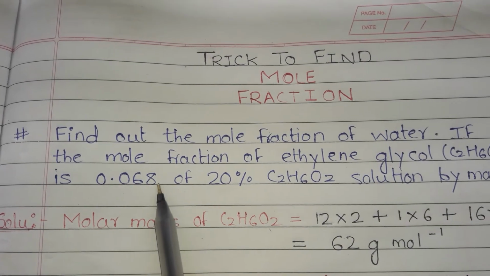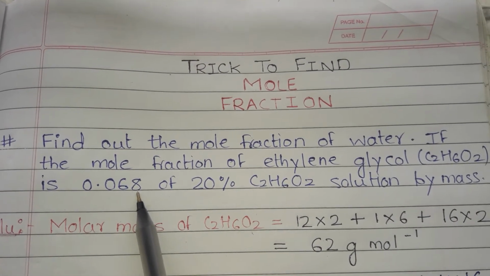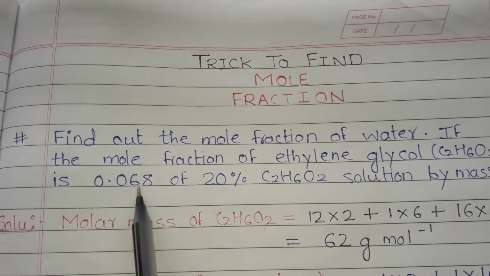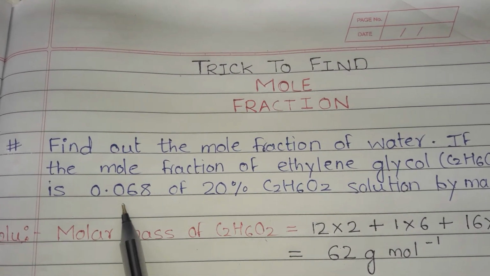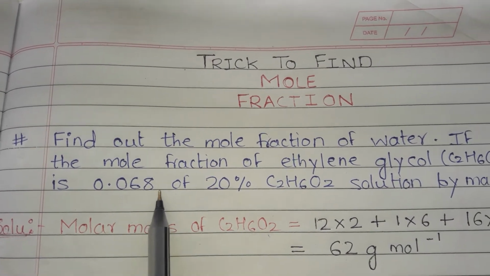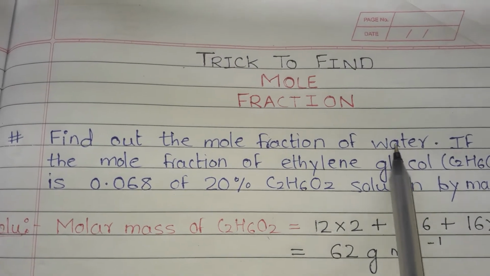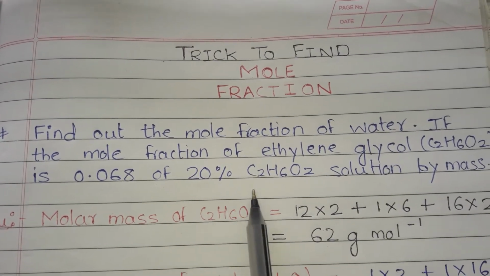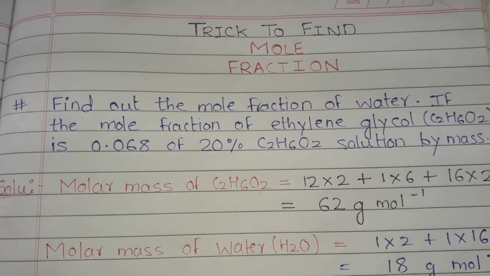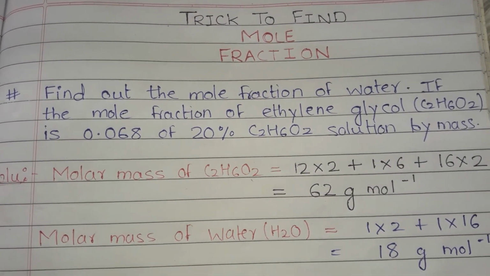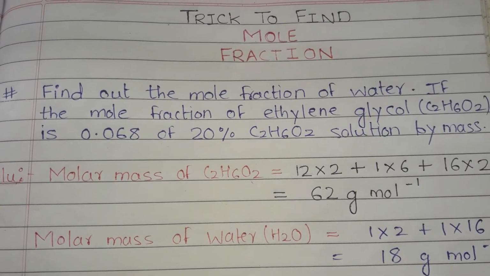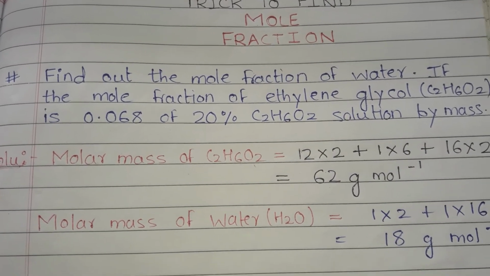As we know, in our solution there are two components: first is solute and second is solvent. Here the mole fraction of solute, that means the mole fraction of ethylene glycol, is given, which is 0.068, and we need to find out the mole fraction of water, that means the mole fraction of solvent. So let's see how we can find the mole fraction of water if we are given the mole fraction of one component of this solution. Here we will see two tricks to find the mole fraction. Let's see the first trick first.